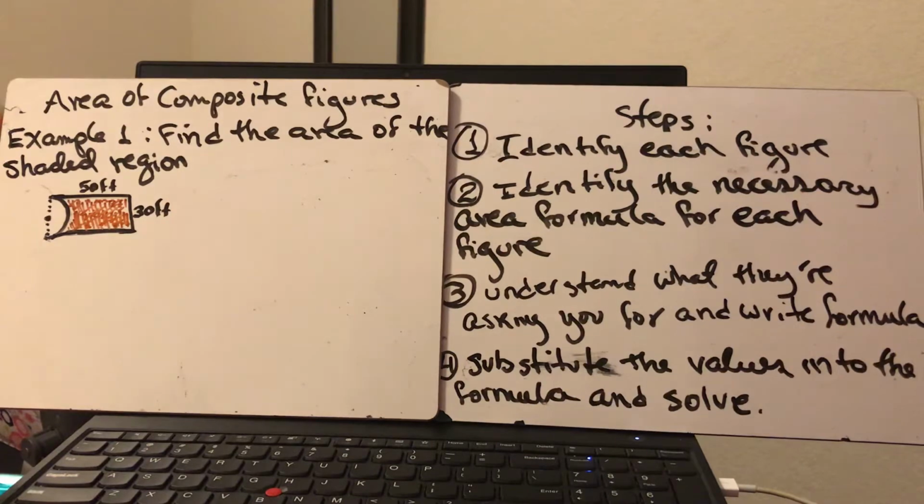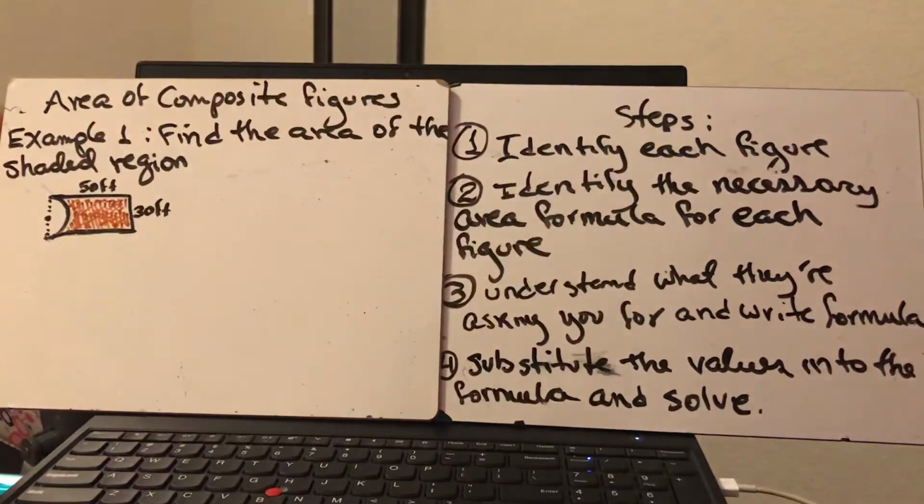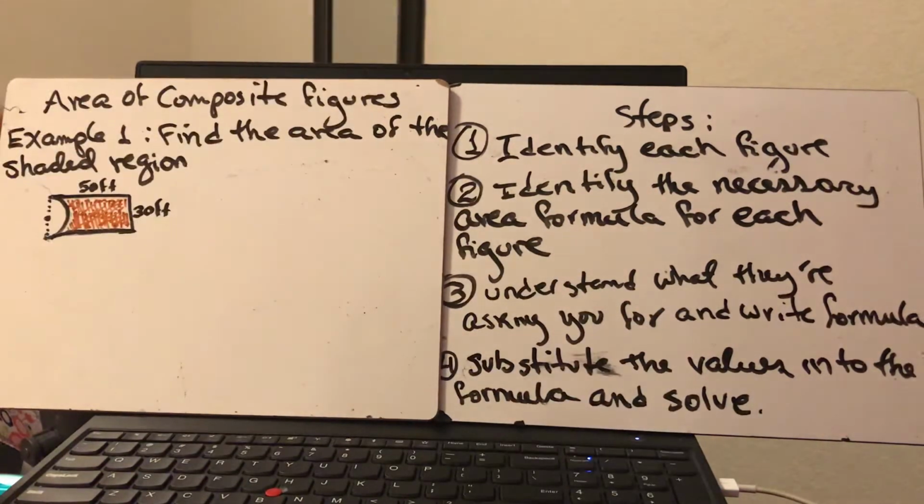So in this example, they're asking us to find the area of just a shaded region. And I put the steps here just to make sure that you guys understand what I'm doing, and I will also include it underneath the video so that you guys keep those steps in mind. So to find the area of the shaded region, the first thing that the steps is telling us to do is to identify each figure within that composite figure.